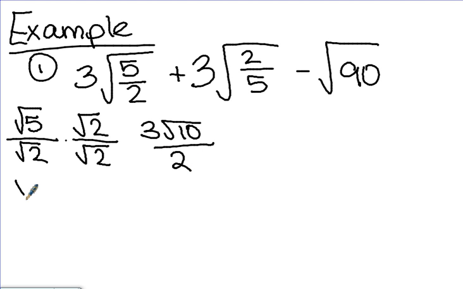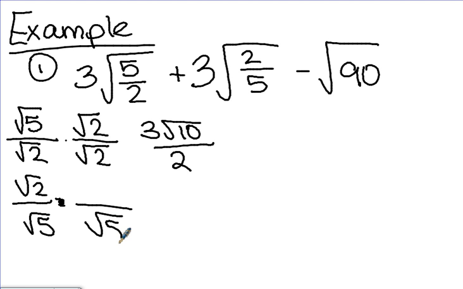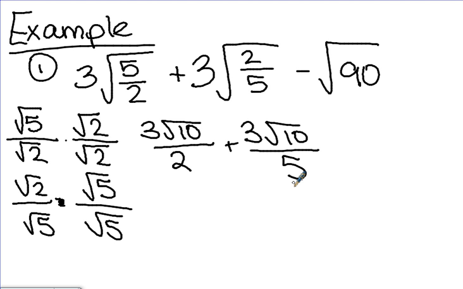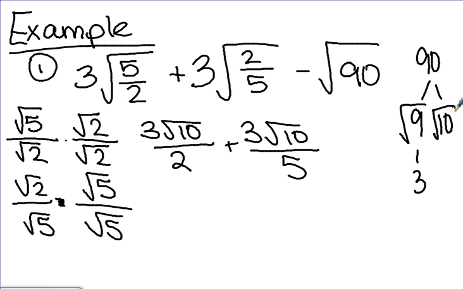Next, we want to get rid of the square root of 2 over 5. So we multiply by the square root of 5 on both the top and the bottom. And that gives us 3 square roots of 10 over 5. Now what we want to do is simplify the square root of 90 as far as we can simplify it. So we'll factor 90 down. I'm going to factor 9 and 10. Well, the square root of 9 is 3, and root 10 can't be simplified anymore, so this becomes 3 square roots of 10. And we'll go ahead and put it over 1 for the sake of having fractions.